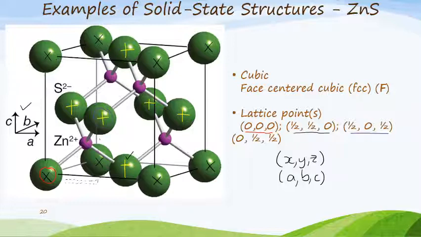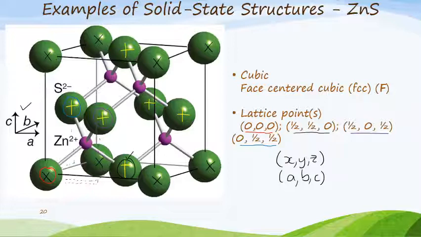Okay, and then the last one is 0, 1/2, 1/2. So that means we don't have any movement in A. Okay, we have a 1/2 movement in B and a 1/2 movement in C. So if we start from the origin, we go 1/2 in B and then a 1/2 in C, which means we end up in that atom there. Let me just circle this one here in black. And that's how we determine the lattice positions for a face-centered cubic structure.